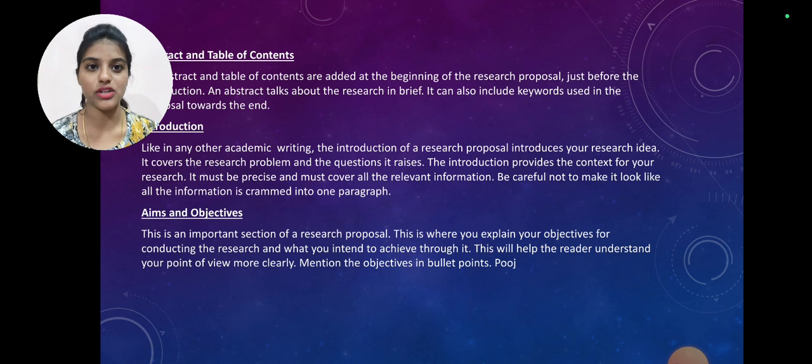And next we have the introduction, like any other topic. Introduction is nothing but a brief introduction about the topic we have chosen about the research methodology, and then we have to move further into the research ideas which we have taken.